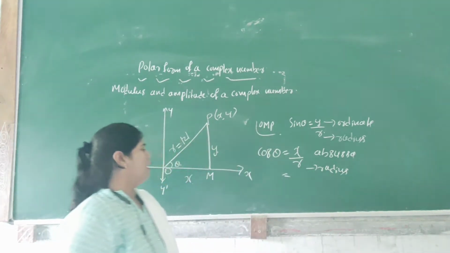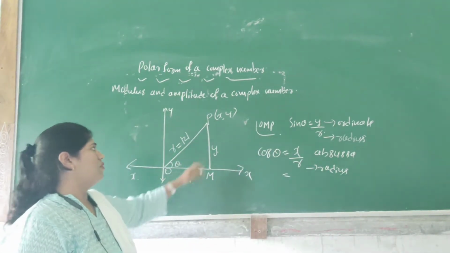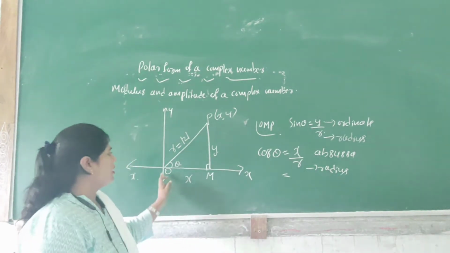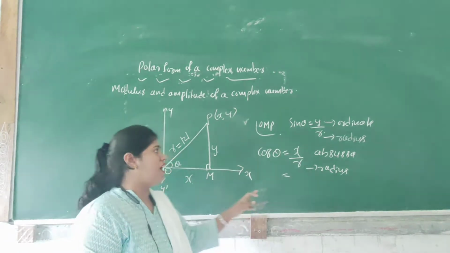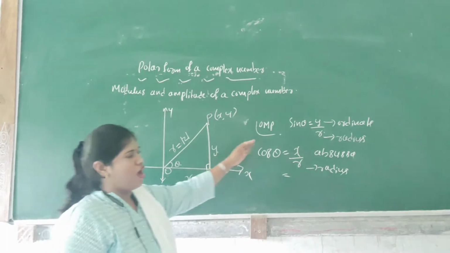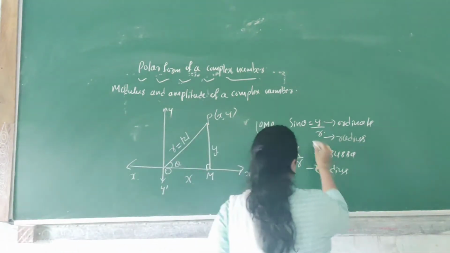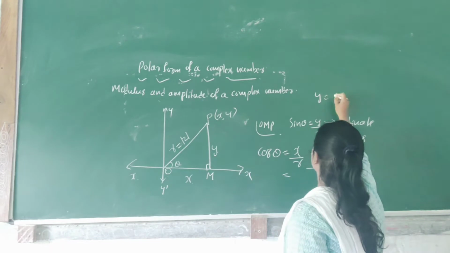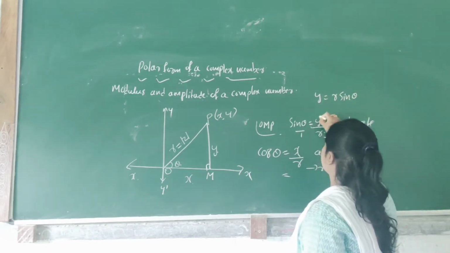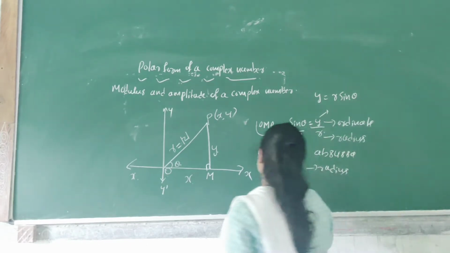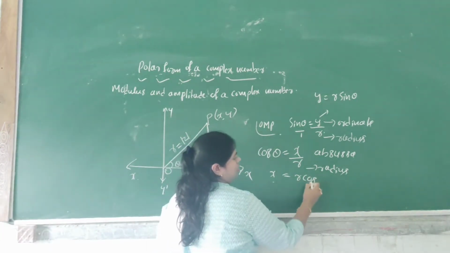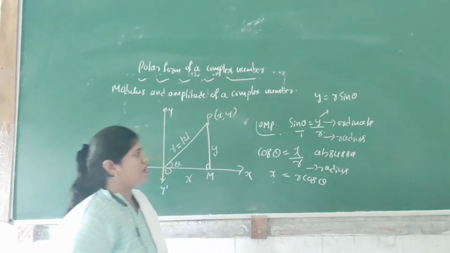Considering the right-angled triangle OMP, sin theta is equal to y divided by r and cos theta is equal to x divided by r. After transposing, what will we get? y is equal to r sin theta, and x is equal to r cos theta.